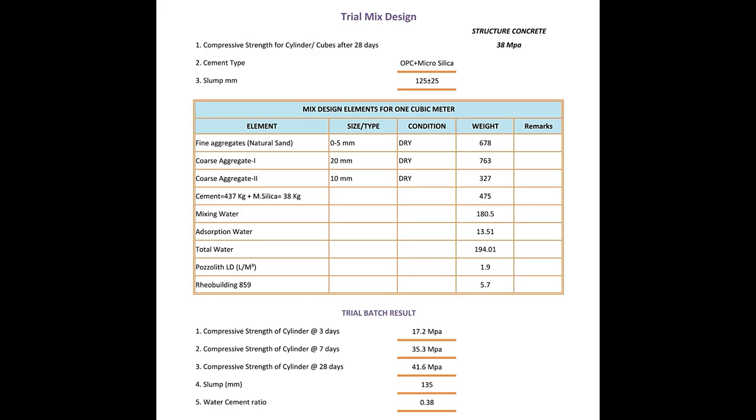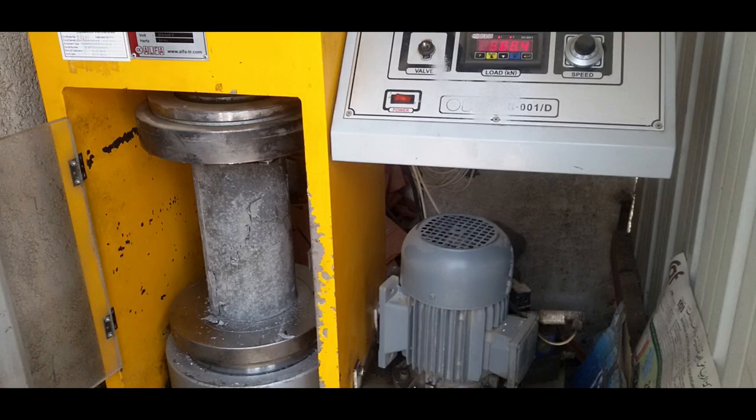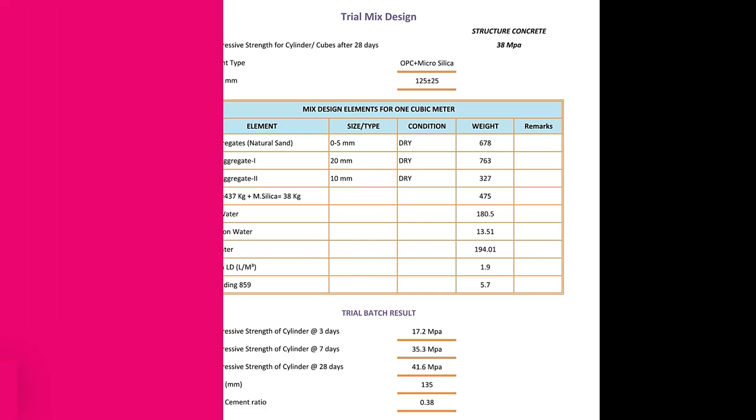After the trial mix is done, a cylinder or cube will be taken. Then the cylinder or cube will be kept in the water tank, maintaining proper temperature. After 3 days, 7 days and 28 days, the cylinder will be crushed and the compressive strength will be noted. If the compressive strength meets our requirement, then the trial mix design is passed. Otherwise, we have to repeat the process by changing the quantity of elements.